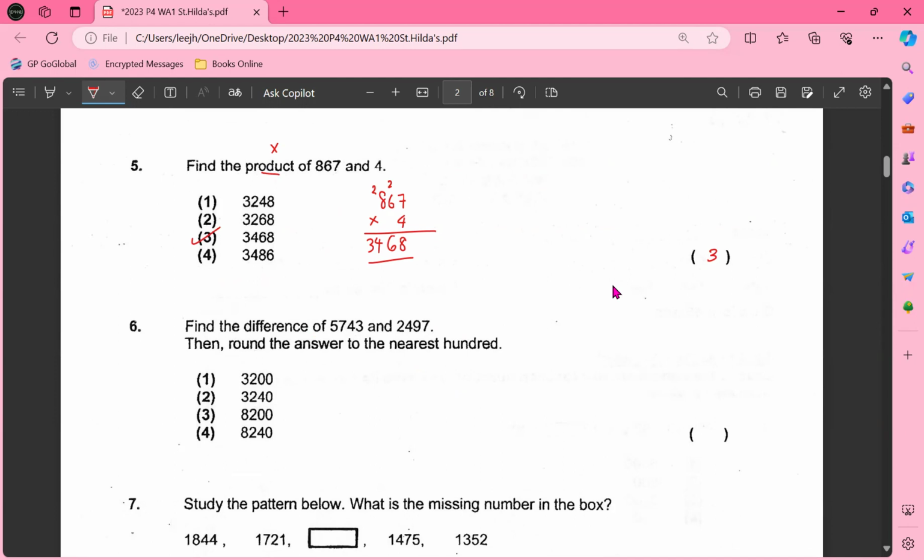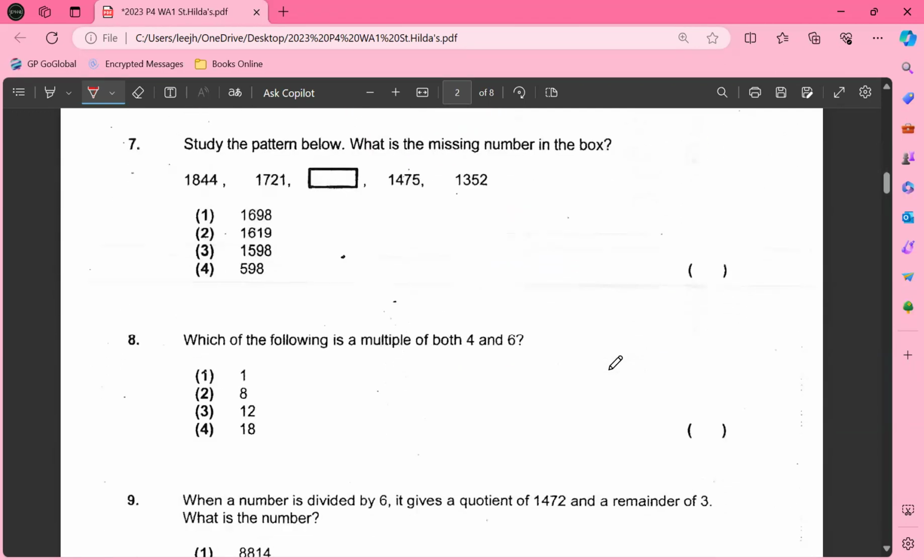Find the difference of 5,743 and 2,497. Then you round your answer to the nearest 100. So I'm going to take 5743 minus 2497 first. When I minus, I'll get 3246. I'm going to round this answer 3246 to the nearest 100. If I want to round to the nearest 100, I look at the tens. Like I said earlier, if it's 5 and more, you round up. If it's 4 and less, you remain. Over here is actually the 4, which means that you cannot round up the hundreds. So it remains at 3,200, which gives you option 1.